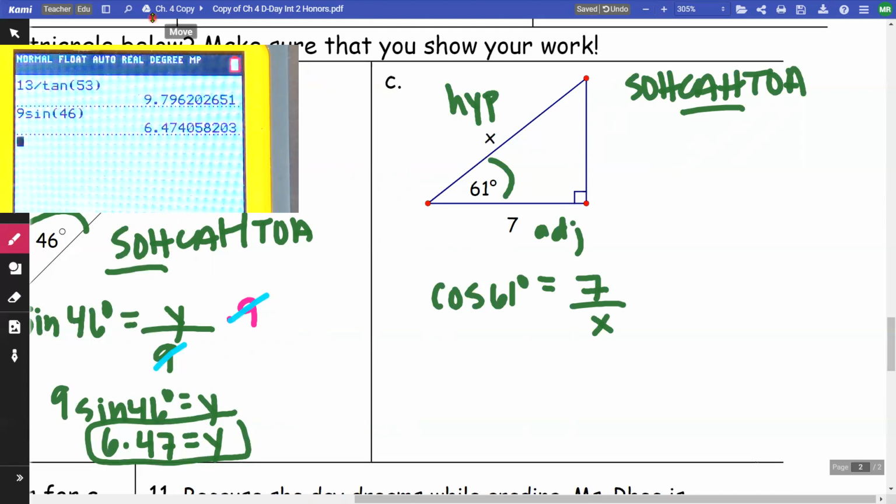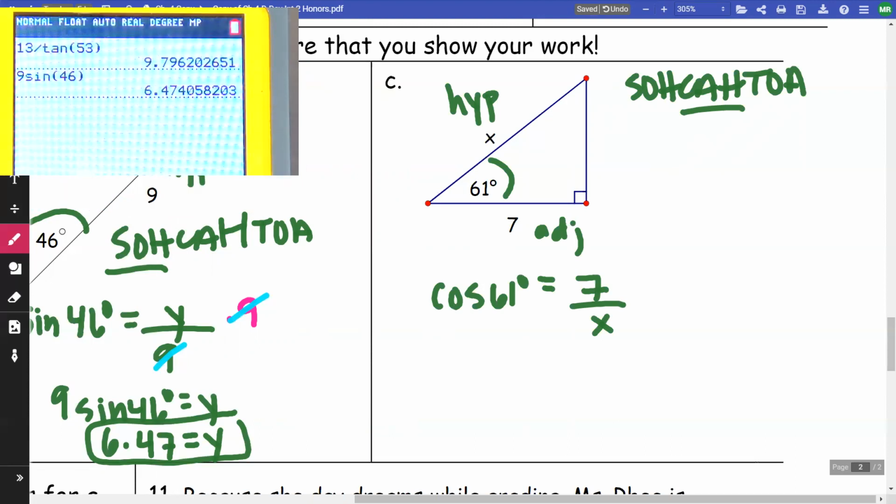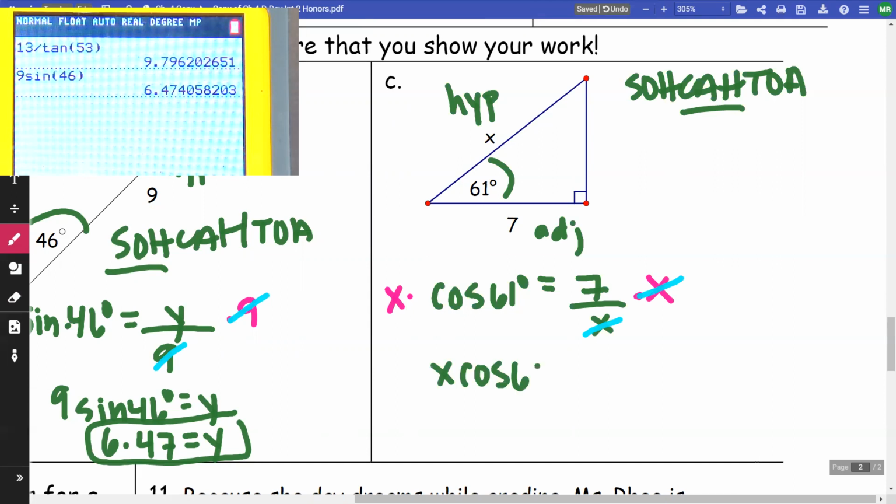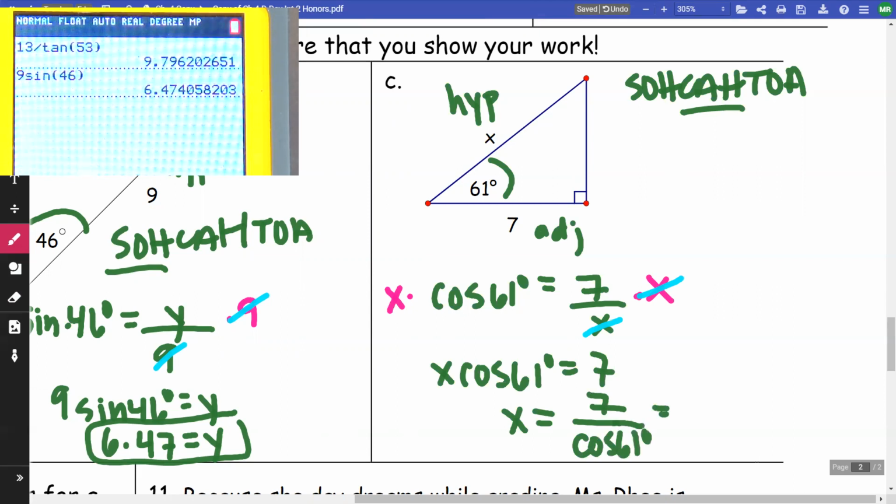I am going to multiply both sides by x. And when I do that, those are going to cancel out. And I'm going to have x cosine of 61 degrees is equal to 7. I am going to divide both sides by cosine of 61 degrees. And so when I take 7 divided by cosine of 61 degrees, I end up with 14.44 as my answer.